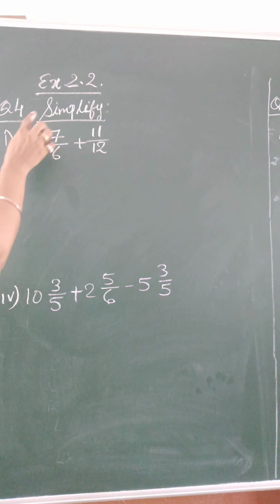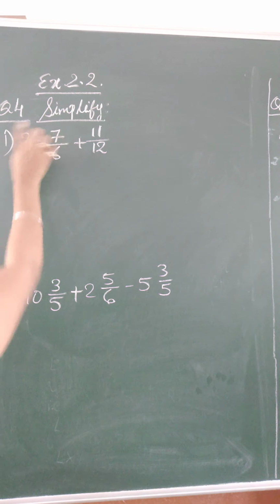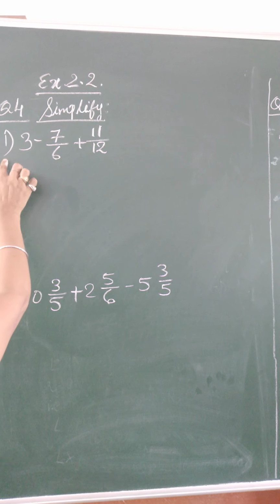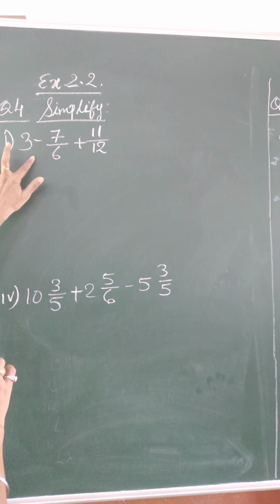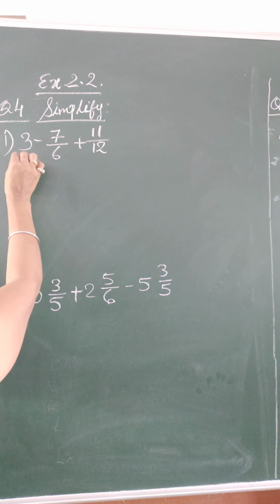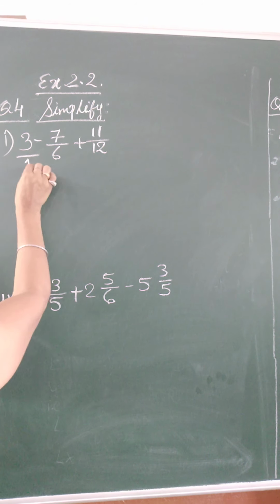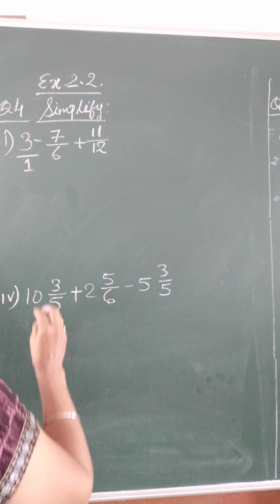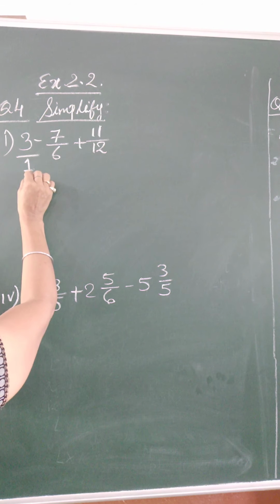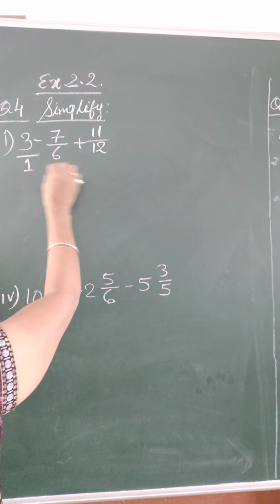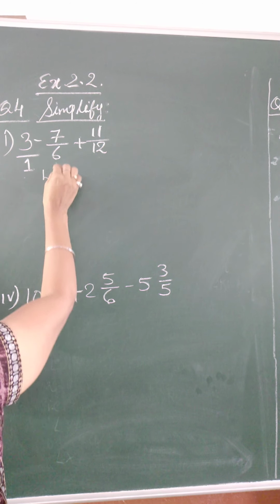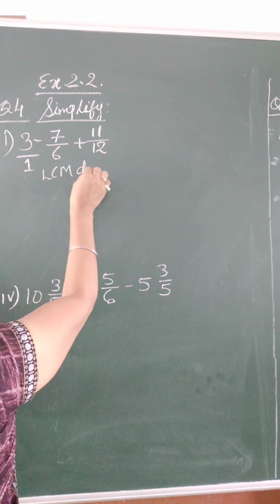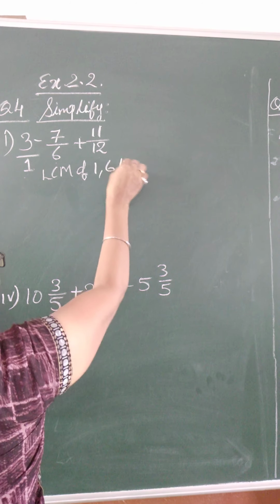Question number 4 of your exercise 2.2 is what? Simplify, and from that I have given the first sum. Now as you can see in this example there is no denominator, so you will have to take 1. Okay, now as the denominators are 1, 6 and 12, they are different. To make them the same you have to find the LCM of 1, 6 and 12.